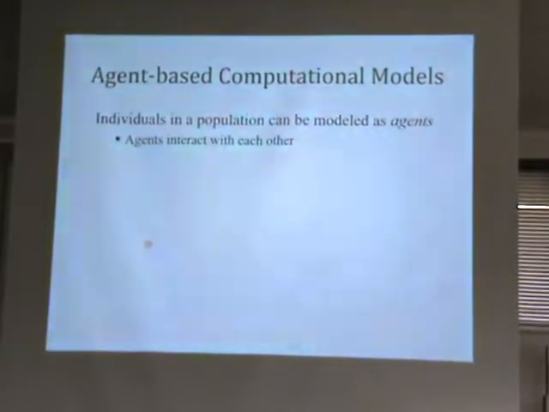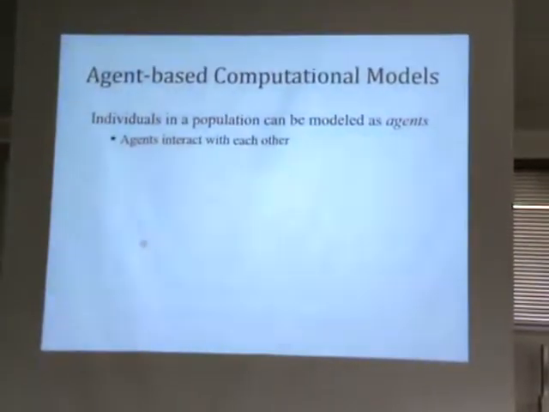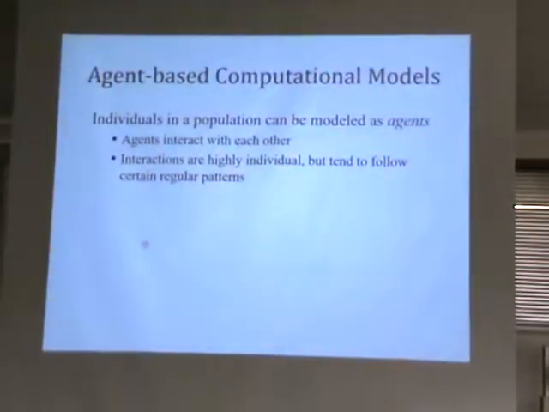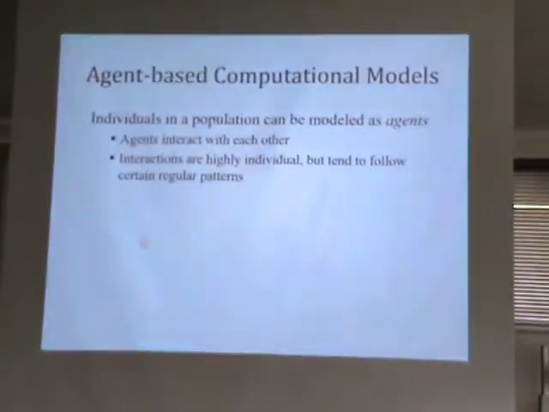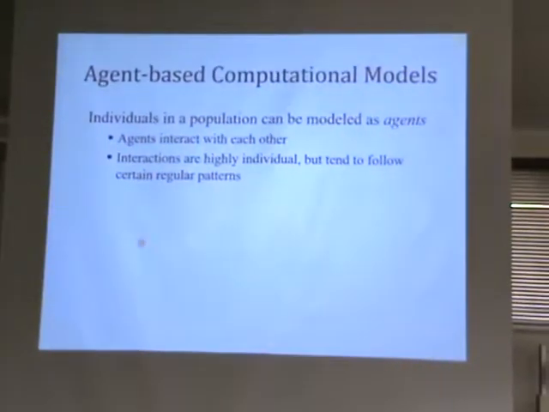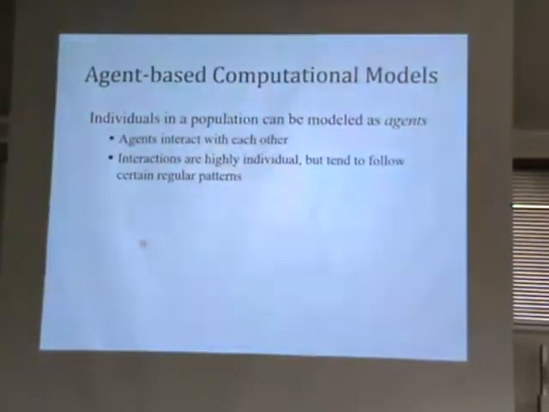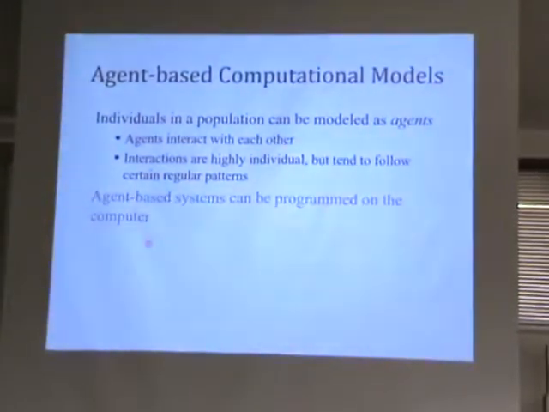Okay? The agents interact with each other. They're not just isolated. So people talk to each other. Computers or nodes in a network will interact with each other. So the interaction is what makes things interesting. And the interactions are individual, but they tend to follow certain regular patterns. So in this case, you can't model exactly the interactions, but you can say more or less. You can give a probabilistic or statistical description of the interactions. You can make some kind of probability distribution to describe these interactions.